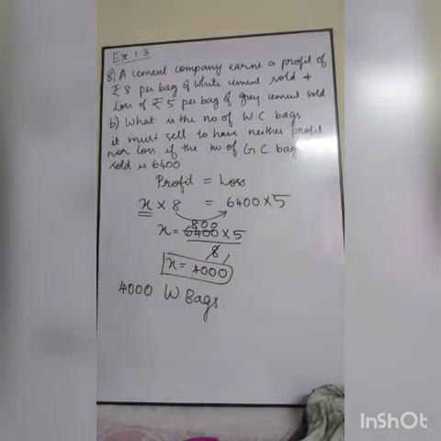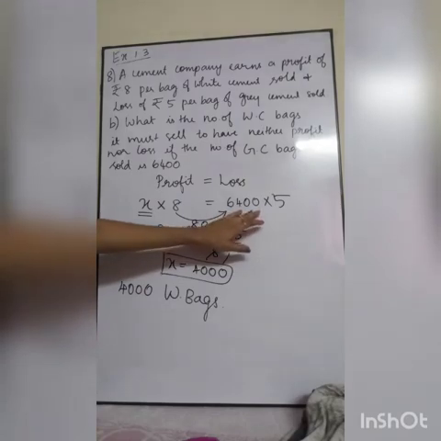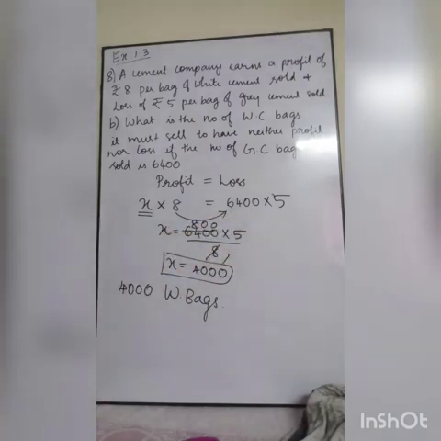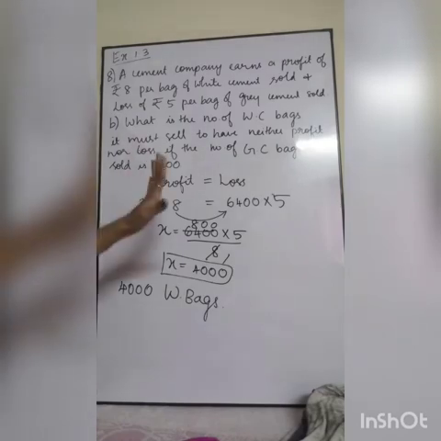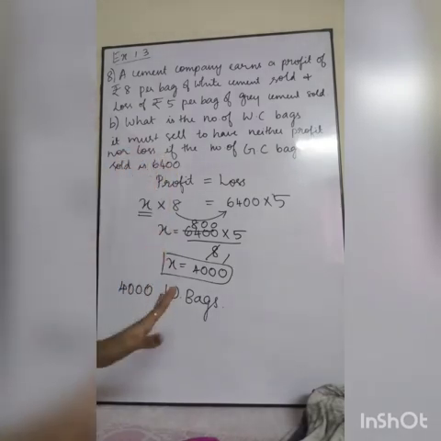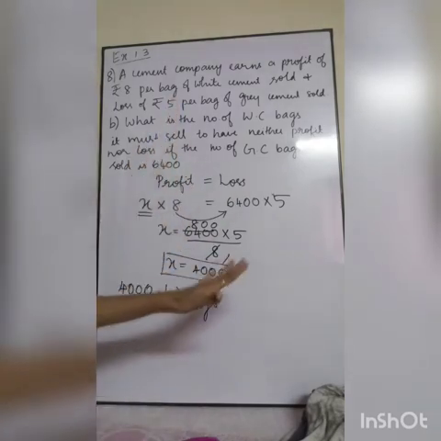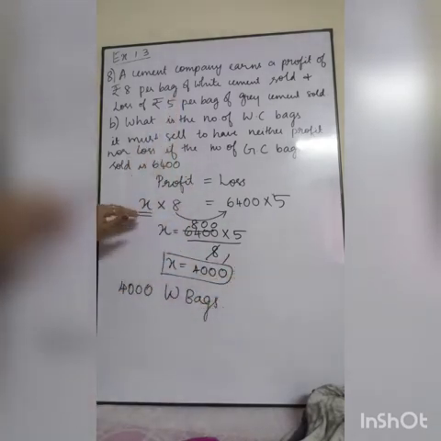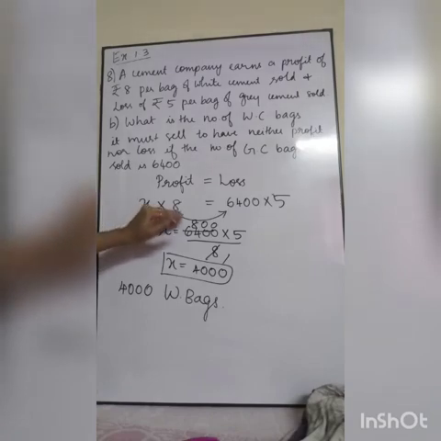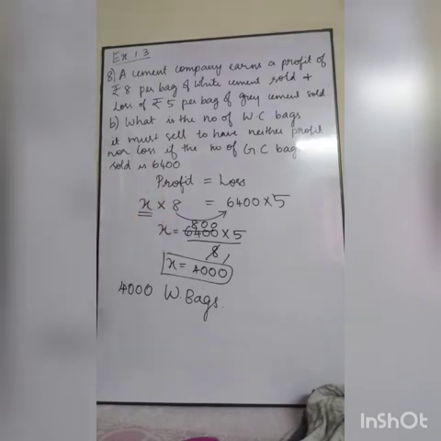If you sell 4,000 white bags and 6,400 grey bags only, we won't get any profit and no loss also. What they are saying is that in this business we are not getting any profit as well as loss. So here profit and loss will be equal. Here we want to find the number of white bags. So what profit am I getting? 8 rupees for each bag. So for X bags, X into 8.